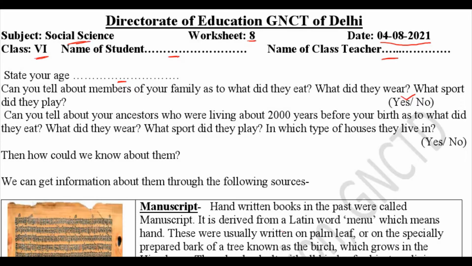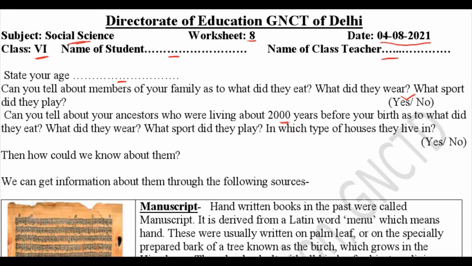Okay, now next here is, can you tell about your ancestors? Ancestors are the people who lived many years back, and the ancestors who were living about 2000 years before your birth, as to what did they eat, what did they wear, what sport did they play, in which type of houses they lived in. Ancestors are those people who lived 2000 years before your birth.